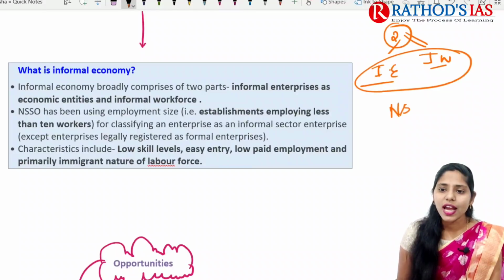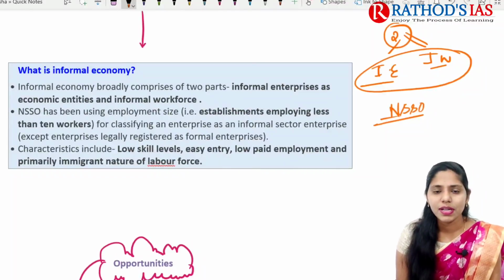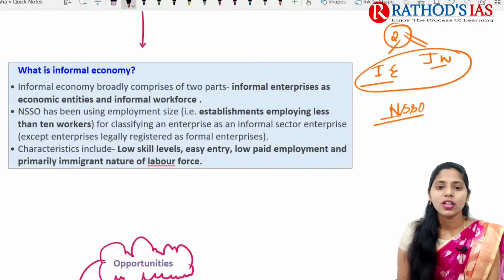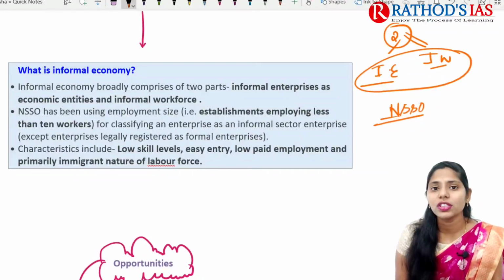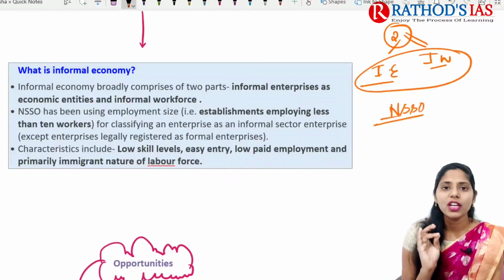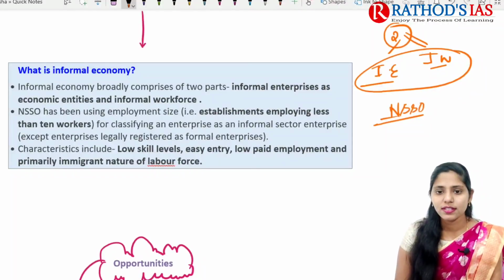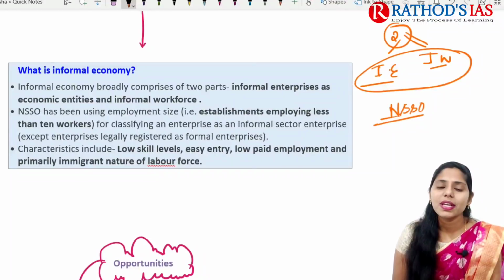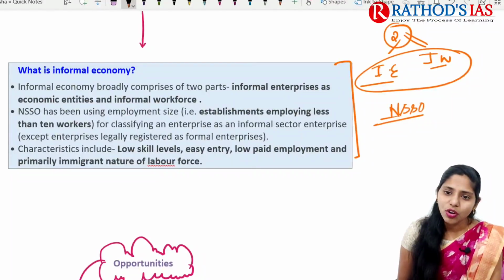According to the National Sample Survey Office, NSSO, any establishment which contains less than 10 workers comes under the informal sector. Some important characteristics of this informal sector are very low skills, easy entry and easy exit, and low-paid employment. We can see that the primary labor force comes under this informal economy. So this is about the informal economy.